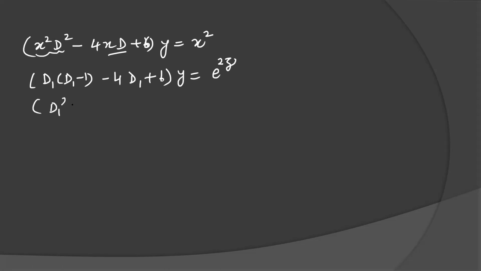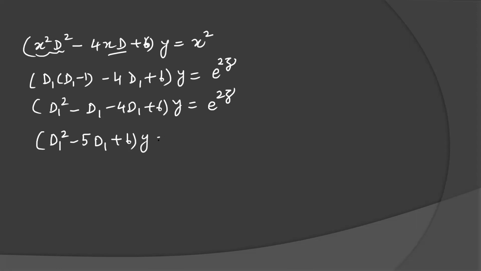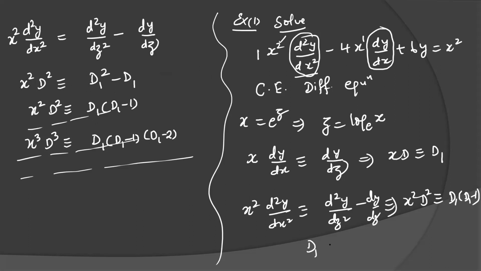Now it will be d1 square minus d1 minus 4d1 plus 6y equal to e to the power 2z. The differential equation is now in constant coefficient. d1 square minus 5d1 plus 6y equal to e to the power 2z. The coefficients are constant. Only change is now the independent variable is z. And what is d1 here? d1 is derivative with respect to z, and d is derivative with respect to x.